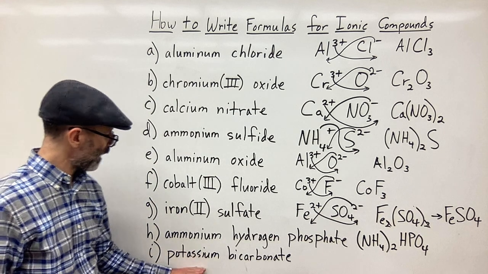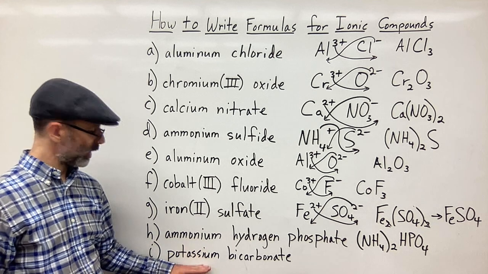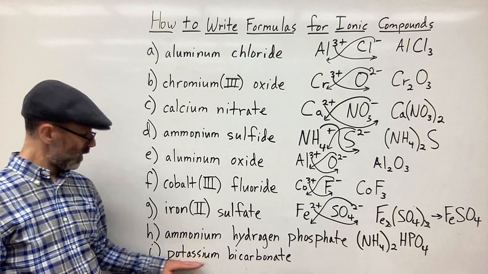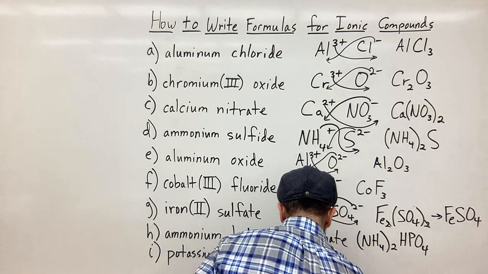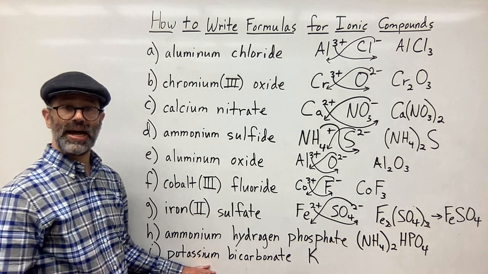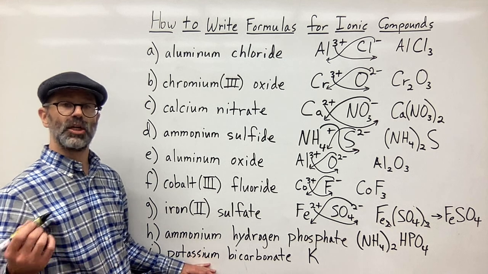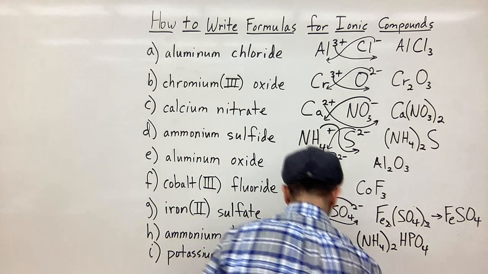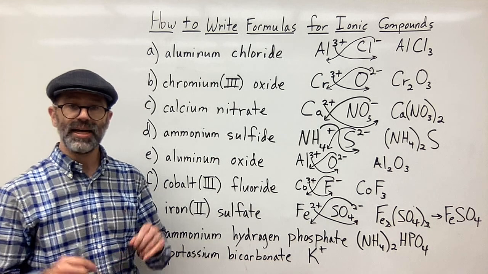And then finally, we have potassium bicarbonate. So potassium is a metal. It's in the first group. It's a monatomic ion. It's just the name of the element. So we know it's going to be K for potassium. And since it's in group one, we should know it has a positive one charge because it only has one valence electron. It's going to lose that electron to be like the closest noble gas. So it's positive. And then bicarbonate, you should know that's the polyatomic ion.